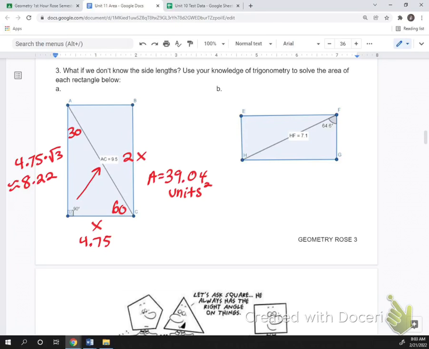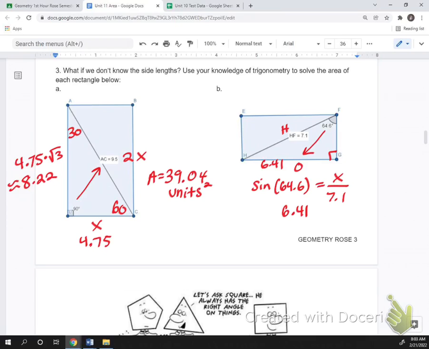B was a little trickier. You should have used some right triangle trig. You've got this angle, so we're trying to find our opposite. We know our hypotenuse, so you should have started off by using sine. Again, this is review from 9.7. I got about 6.41 for this side.